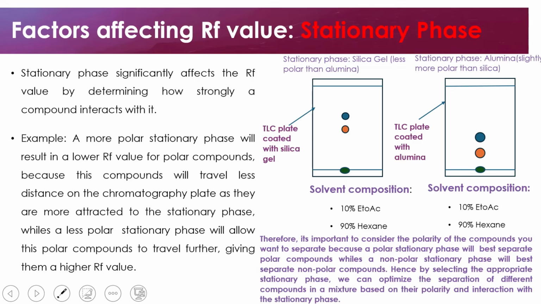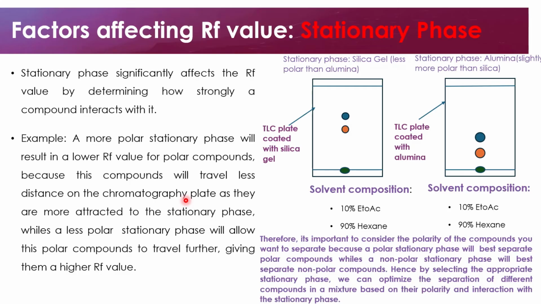So first of all, the stationary phase significantly affects the RF value by determining how strongly a compound interacts with it. For example, a more polar stationary phase will result in a lower RF value for polar compounds, because these compounds will travel less distance on the chromatography plate as they are more attracted to the stationary phase, whilst a less polar stationary phase will allow these polar compounds to travel further, giving them higher RF values.